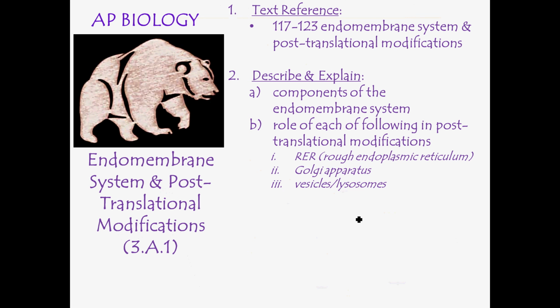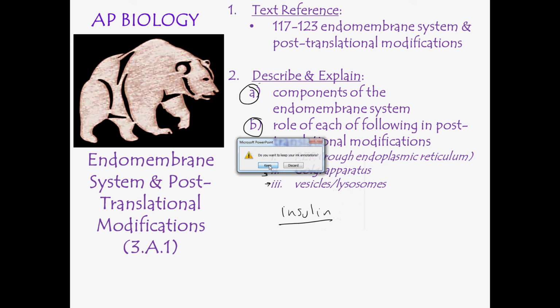So hopefully now you'll be able to describe and explain the components of the endomembrane system, and talk a little bit about the role of each of these: the rough ER, the Golgi, and the vesicles. And the example we used was insulin to show all the characteristics of the endomembrane system and post-translational modification. Okay, thanks for listening. Bring your questions to class.